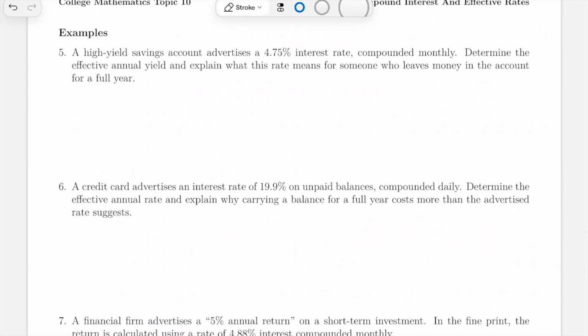Let's calculate a couple APYs, or at least work with some of these formulas. A high yield savings account advertises 4.75% interest rate compounded monthly. Determine the effective annual yield and explain what this rate means for someone who leaves their money in the account for a full year. The first thing that's important is 4.75%. I'm going to rewrite that as 0.0475. Just divide it by 100.